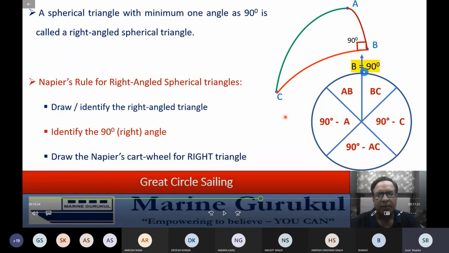Is it clear now, beta? Yes, sir. So if we go anti-clockwise, will it make any difference in the answers? Yes beta, if you want, you can go anti-clockwise also if you prefer. Napier rule will still be correctly applied.